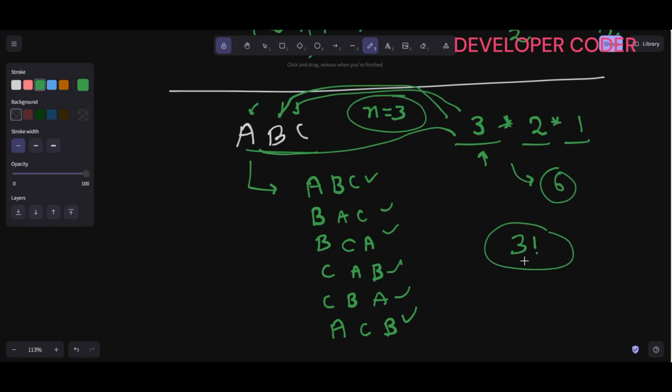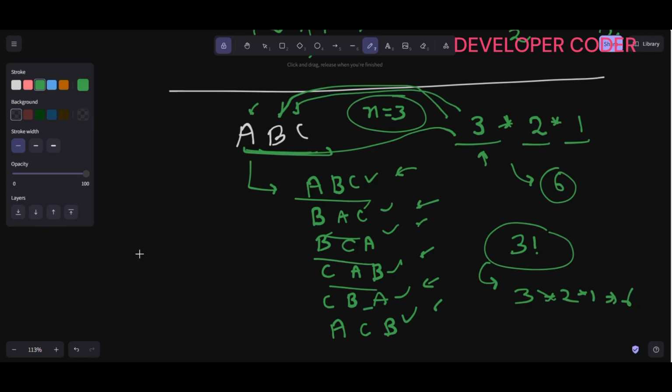This is also one mathematics concept. Permutation and combination chapter, you have studied in the NCERT textbook, I think class 10th. There was one chapter on permutations and combinations, with different types of permutations. So 3 factorial is nothing but 3 into 2 into 1. So there are 6 ways to write this abc, and all these strings contain only a, b, and c.